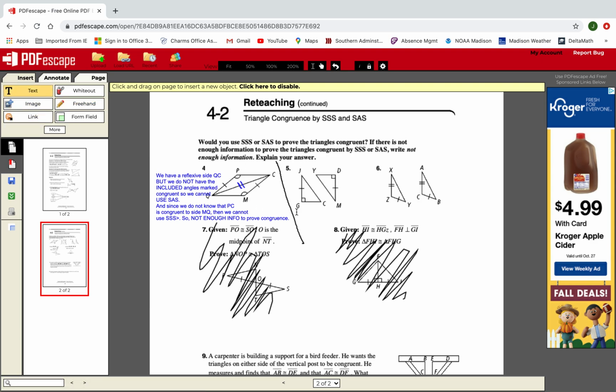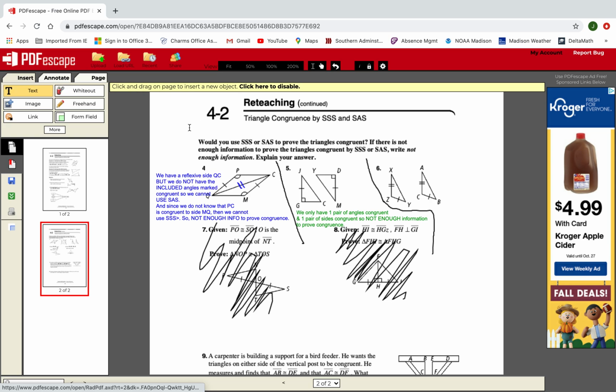So we can go ahead and make notes here on number 5 that we only have one pair of angles congruent and one pair of sides congruent. So not enough information to prove congruence again. So there are 2 not enough information ones. Let's go ahead and separate again with a line to keep things straight. And then all we have left to look at is number 6.